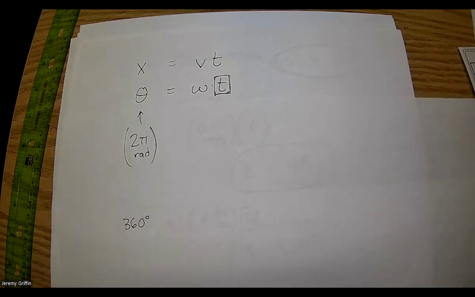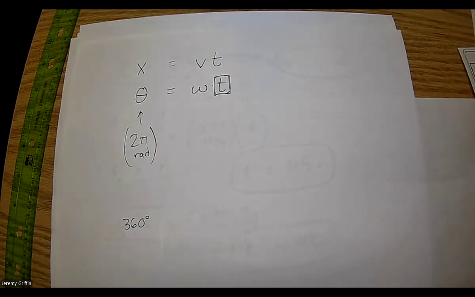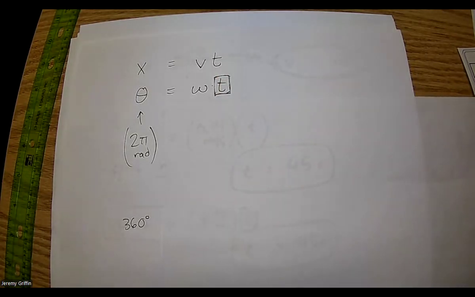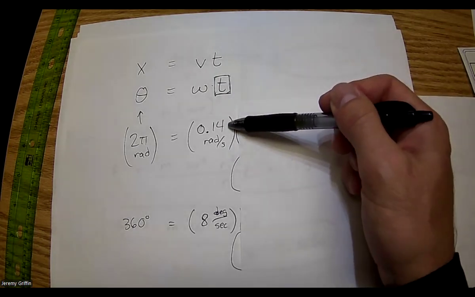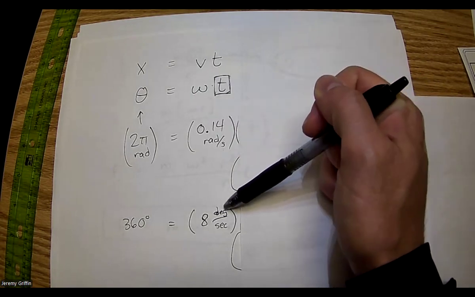I give you some options. You can call it 2 pi radians. You could also call it 360 degrees. Right? Is that true? One revolution. And then how fast is it spinning? Well, we did 2 versions of that also. You got 0.14 radians per second. Or did we also say that was equal to about 8 degrees per second?